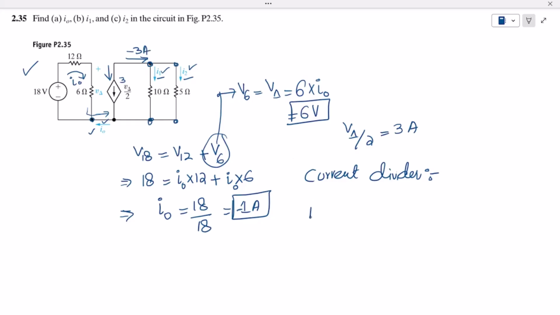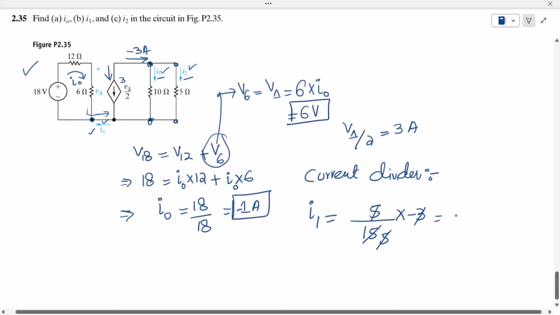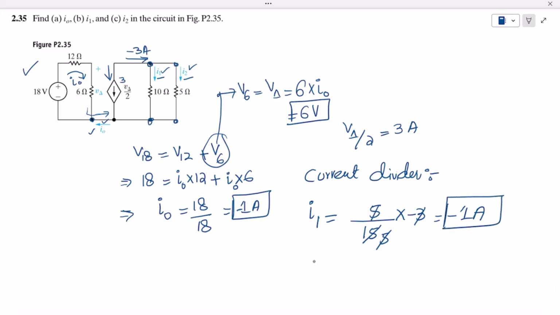Now in order to find the value of I1, we need to write the total of the resistors which are connected in parallel with each other. So this is 5 plus 10 equal to 15, and to find the value of I1, I need to write the value of 5 here and multiply it with the source current. Let me find it out. It will be minus 1 ampere. The value of I1 is minus 1 ampere.